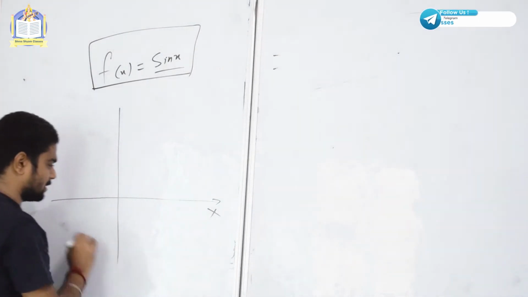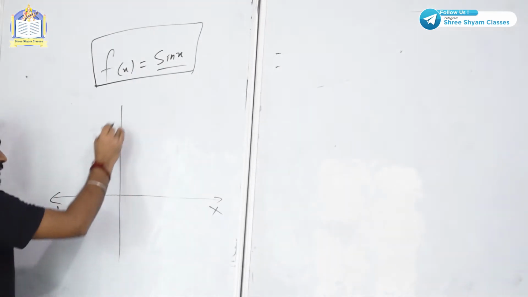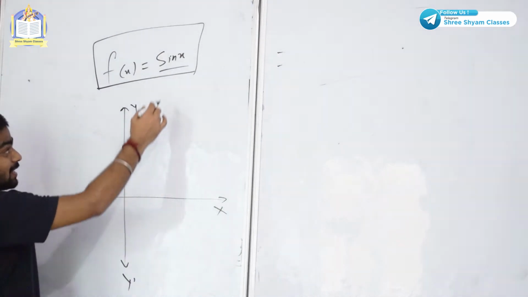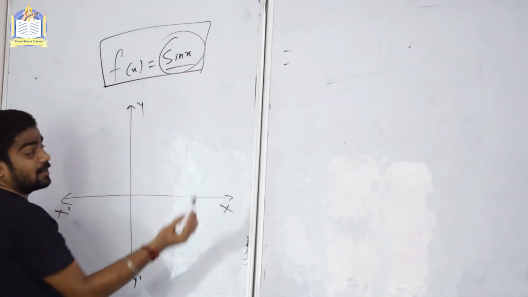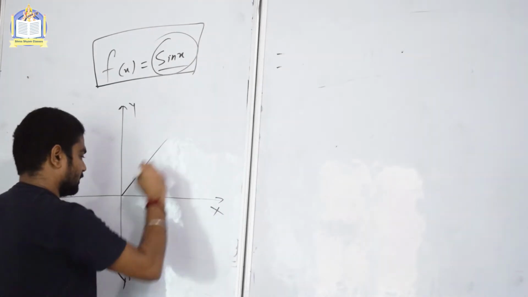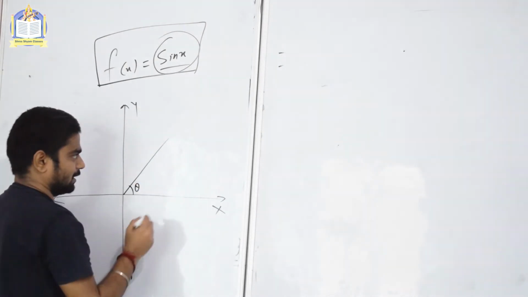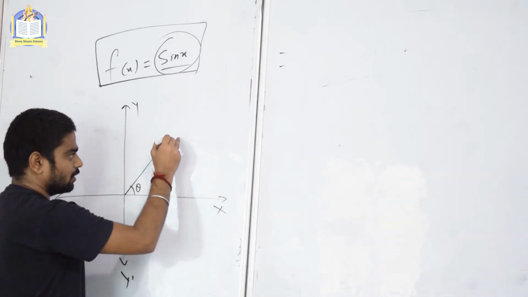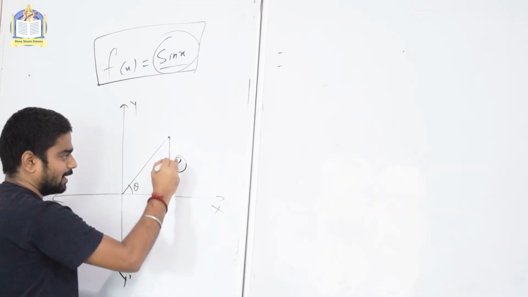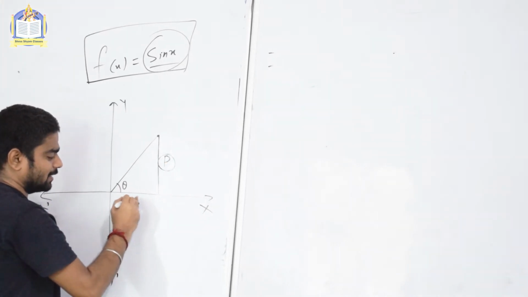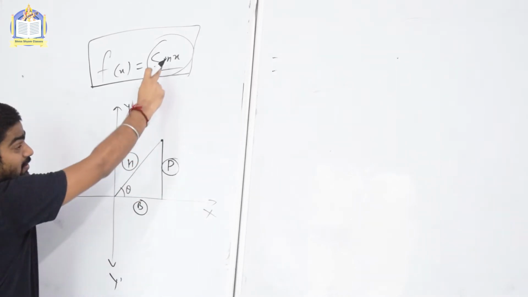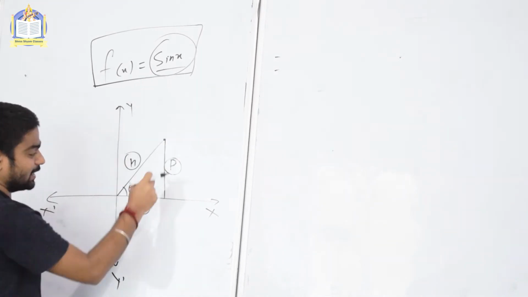So this is x-axis, this is x dash, this is y, and this is y dash. We are discussing the concept of sin x using the quadrant system, right? Again, let this angle be theta, and this is in the first quadrant. So this is perpendicular, this is base, and this is hypotenuse. So we are dealing with sin theta. Let us talk about sin theta in the first quadrant.